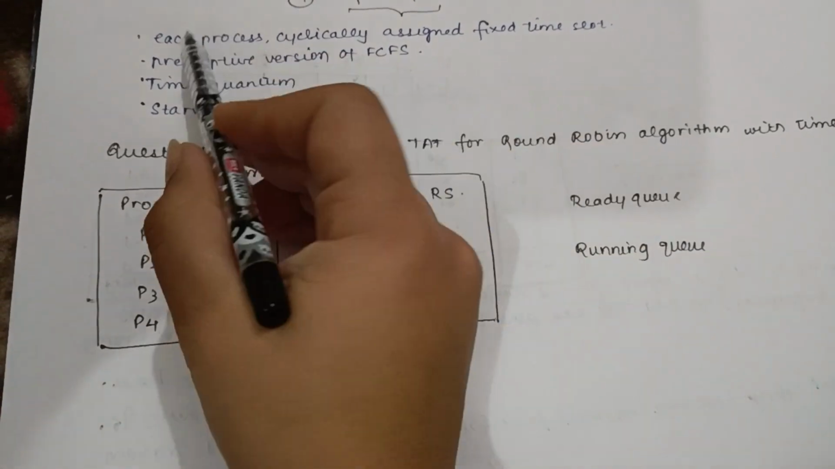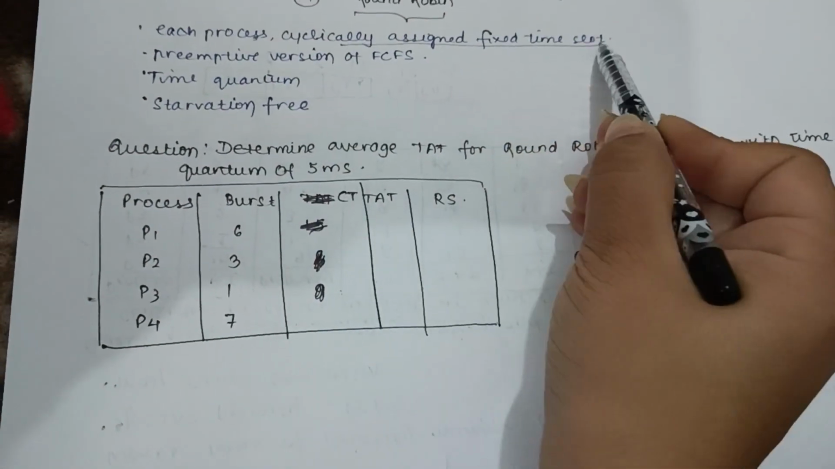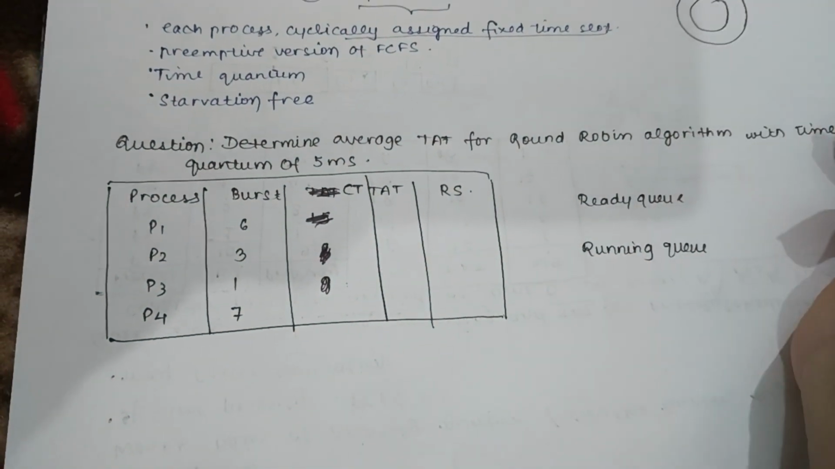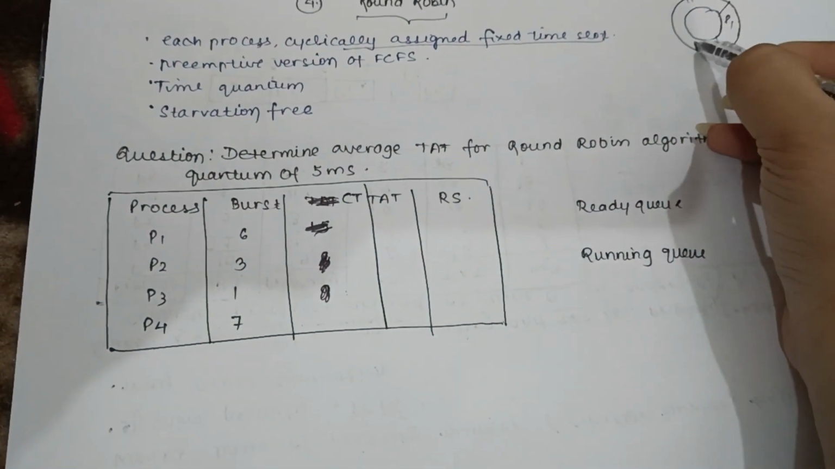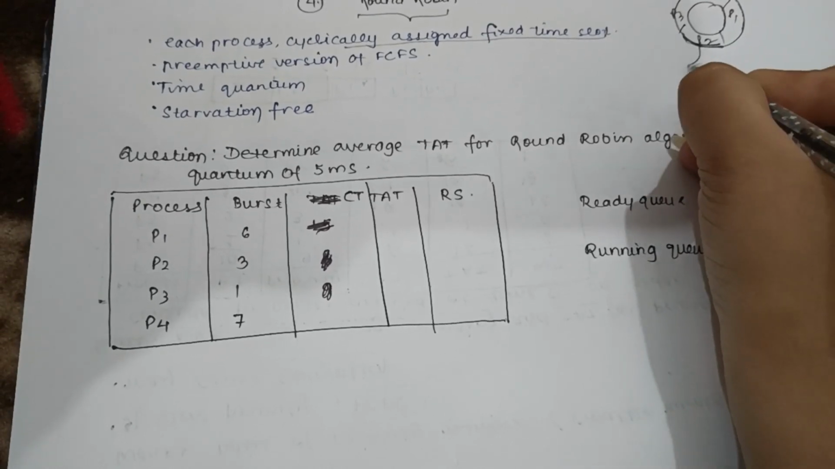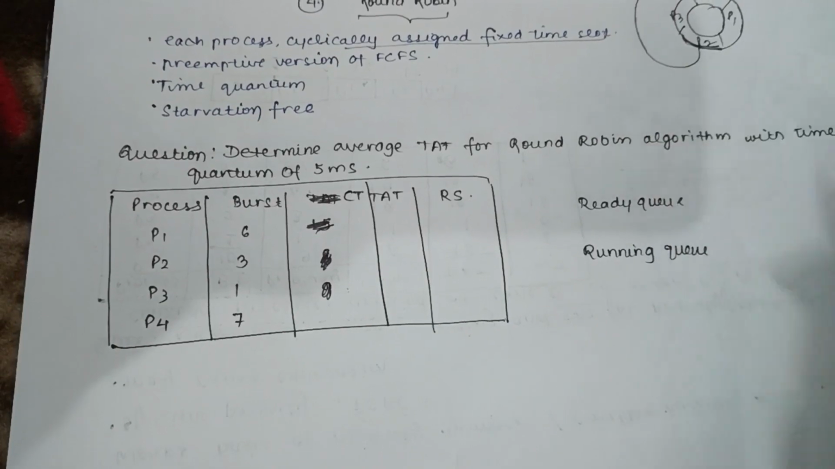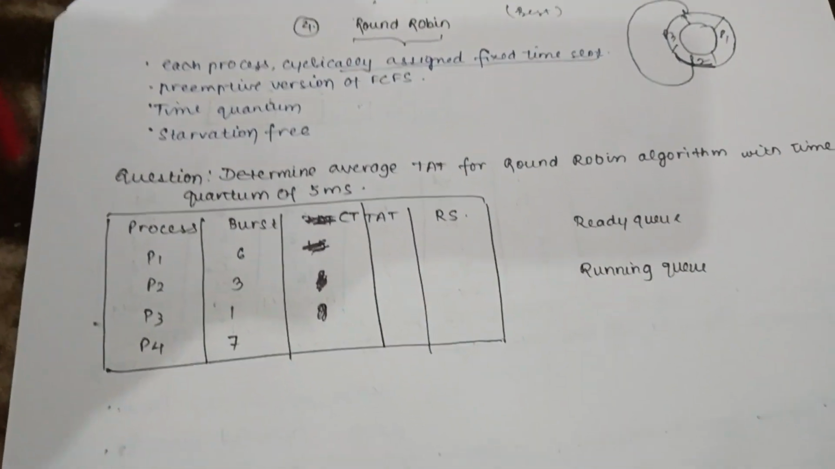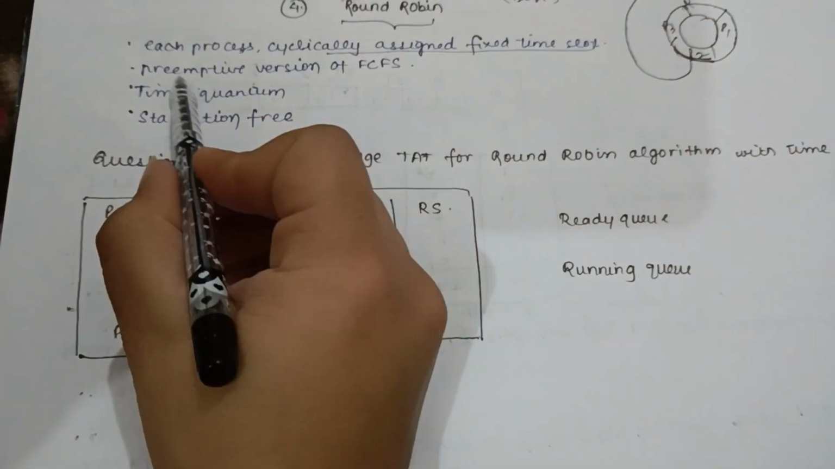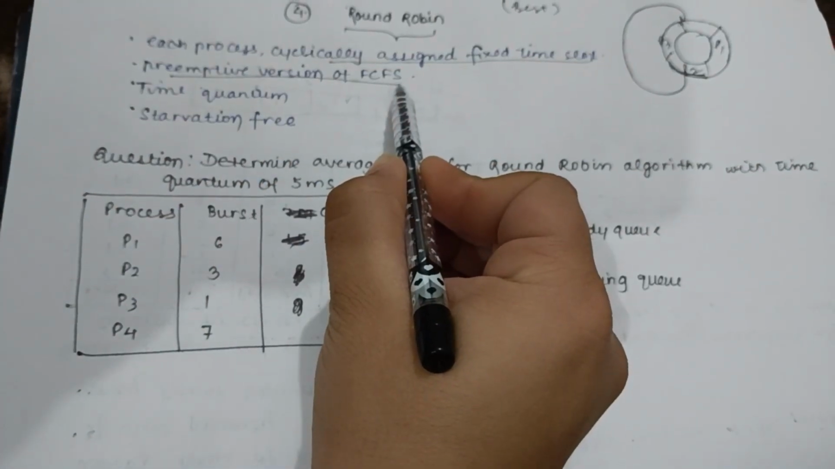So it's like each process is cyclically assigned a fixed time slot. Here we are assuming that the queue is of circular type. We have different processes loaded into the queue, but after a fixed time interval, these processes would be loaded back at the tail of the queue, and the CPU would be given in a sort of cyclicity. And it is a preemptive version of first come first served.